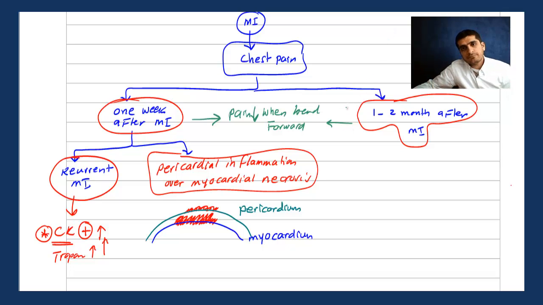Now, why? Because the pericardium will not stretch. When you lie down like this, the pericardium stretched. When you stretch the pericardium, you have more pain. When you go like this, which is bending, the pericardium is less stretched, so that's why it's less pain. Now, this pericardium, so the first one, you get pericardial inflammation of the myocardium.